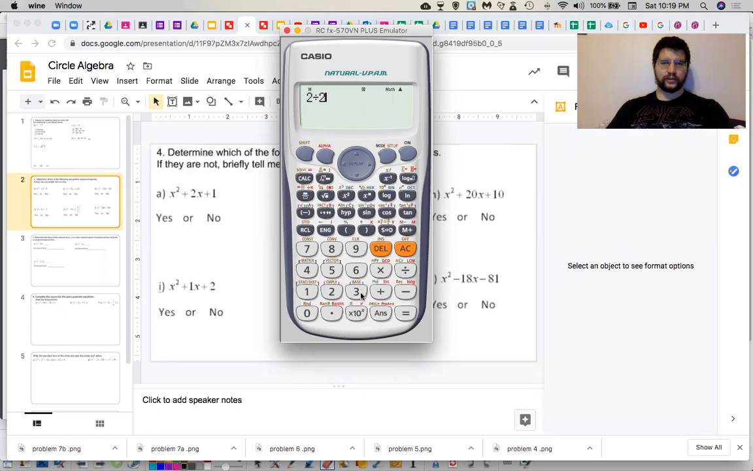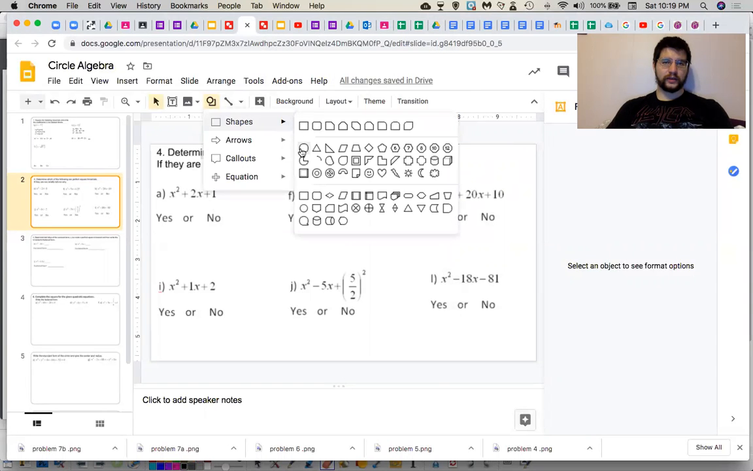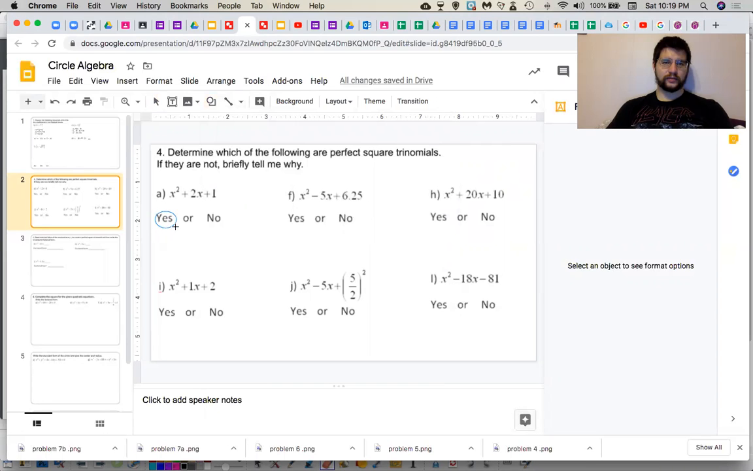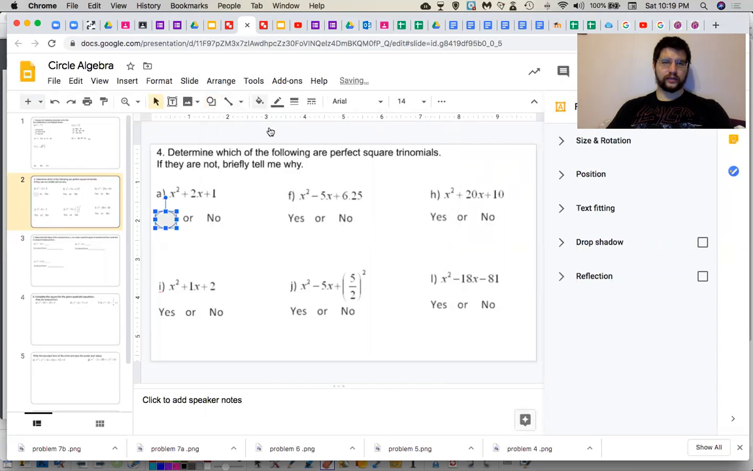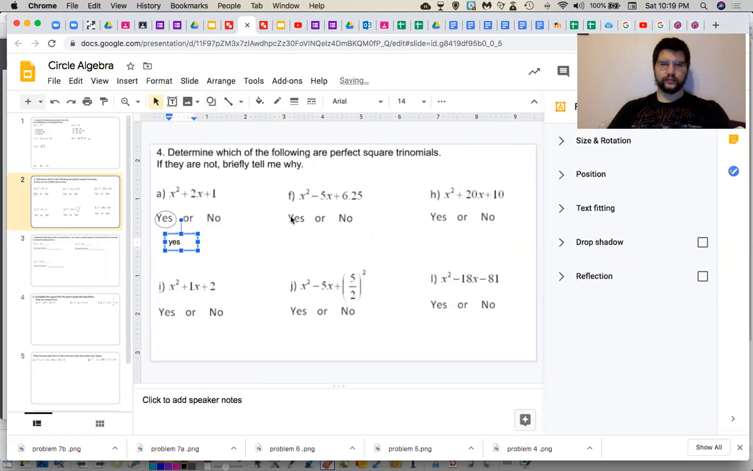2 divided by 2 is 1. And if I square that answer, I can hit the square button. It gives me 1. I could have also said 1 squared is 1. So yeah, that's my C term. It matches. I'm going to go ahead and circle that yes. And again, I'm going to turn off this color fill in. I'm going to put transparent. However you want to do it, you could even just put a text box and say yes if you prefer, whatever's easier for you.